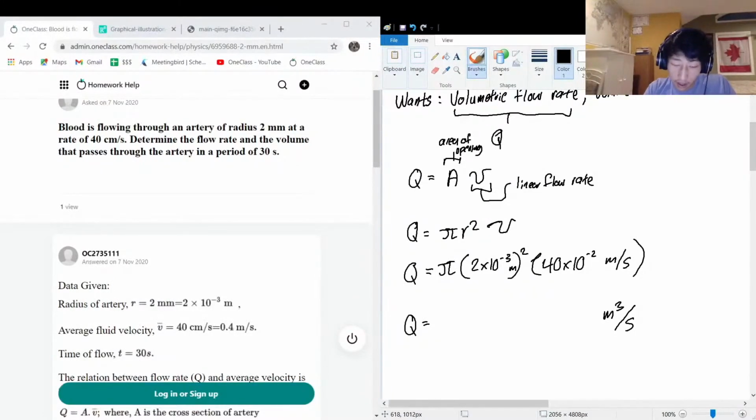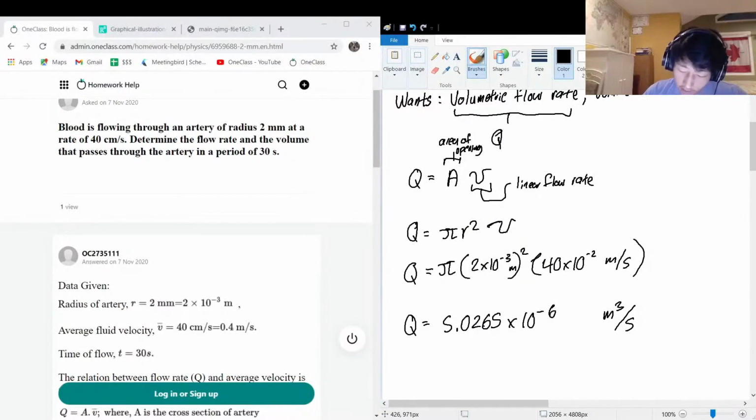So we got pi multiplied by, and then in brackets, 2 times 10 to the power of negative 3 meters. But we got to square that whole thing. Square it, and then multiply by 40 times 10 to the power of negative 2. And what do we get from that? We get 5.0265 times 10 to the negative 6.